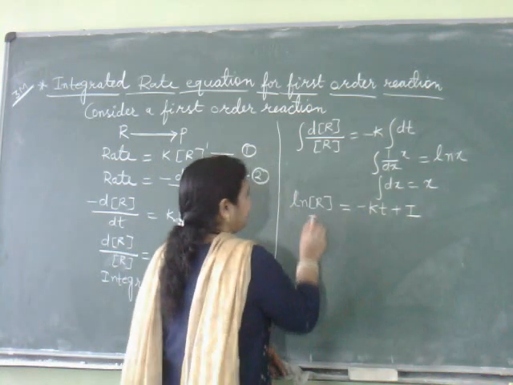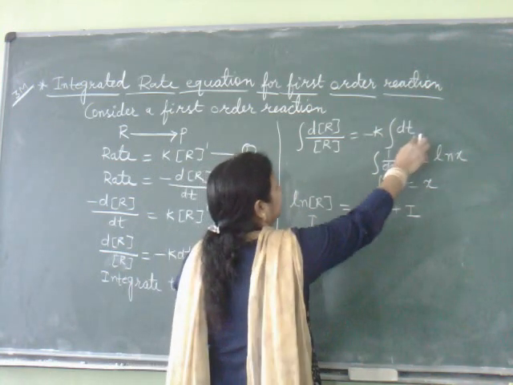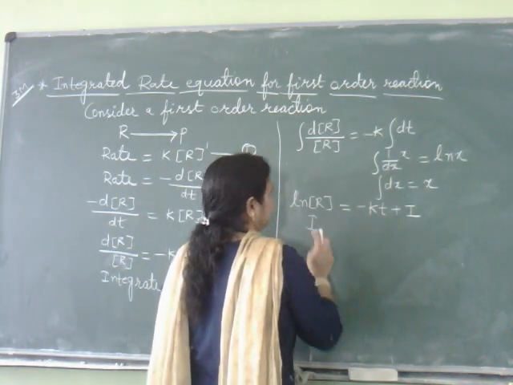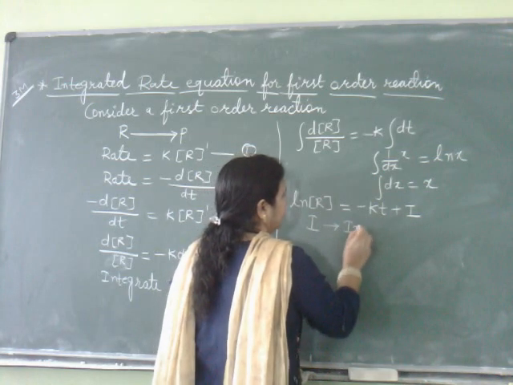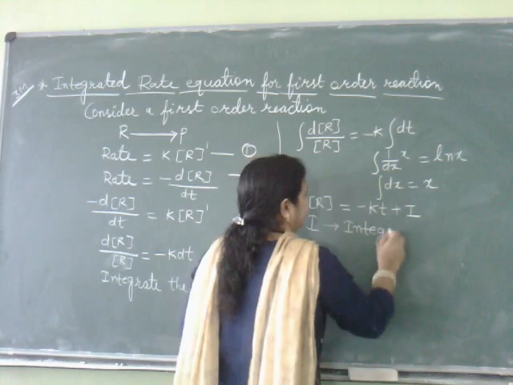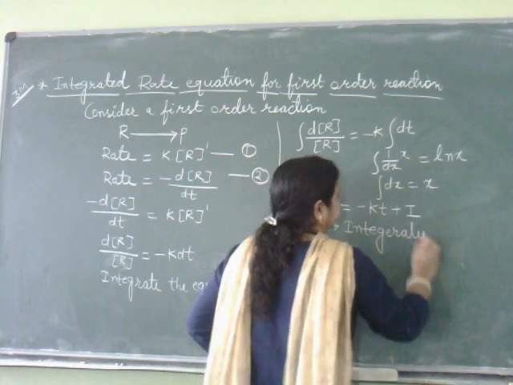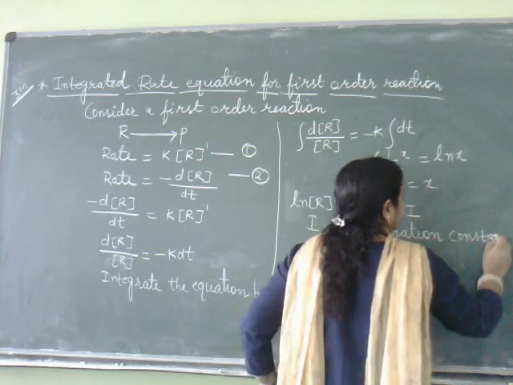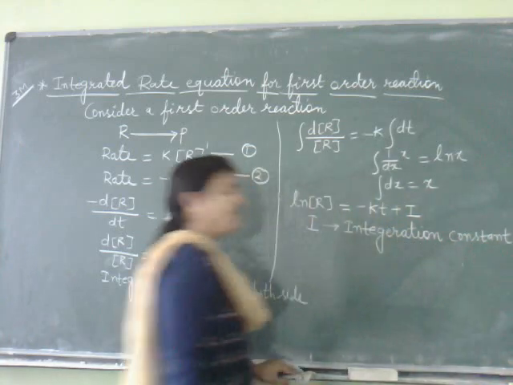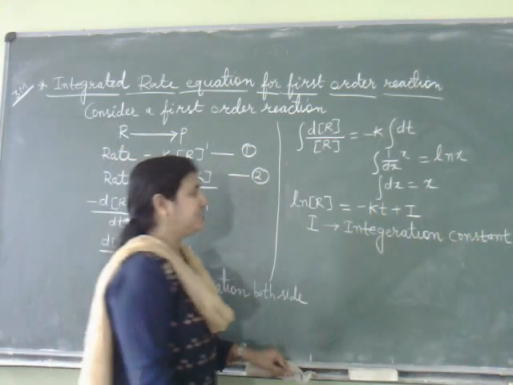This dt integration is t here, so minus kt plus I. What is I here? It is the integration constant, and the integration constant value we can find out by taking initial conditions.